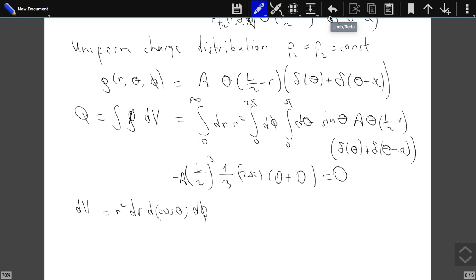So what does uniform charge distribution mean? I said that the charge distribution is uniform, and hence F1 is equal to F2, which is equal to some constant. Is it true? How can we test it? What would a uniform charge distribution imply? Del Q over del R? Not necessarily. Let's see.